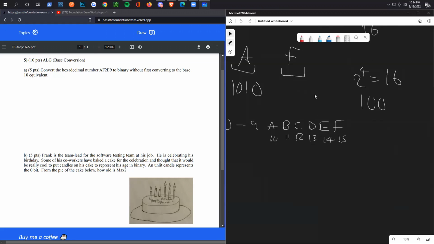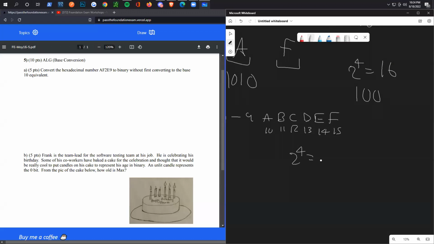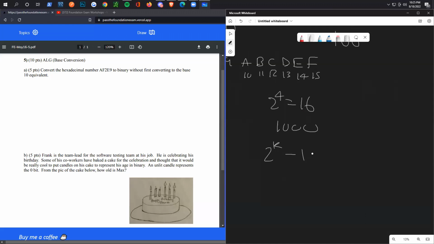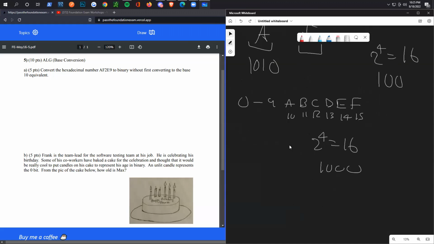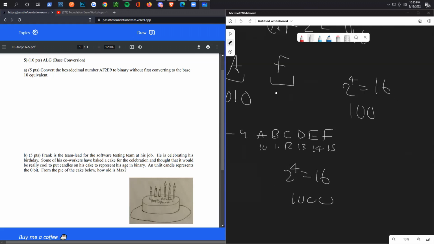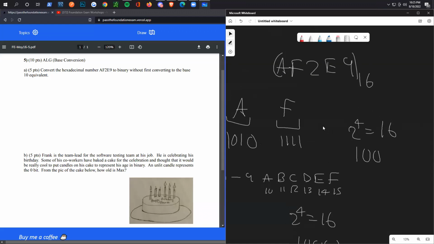Okay, so now we're gonna do F. What I was saying was when you have a perfect power of 2, you're just gonna have one bit on. Remember from recurrences and summations, 2 to the k minus 1 will always look like a bunch of zeros to the left, and to the right it's just gonna be a bunch of ones. So that's just a trick. Whenever you see something that's a power of 2 minus 1, it's going to have all the bits on. So yeah, just so you guys know. So 15 is right here.